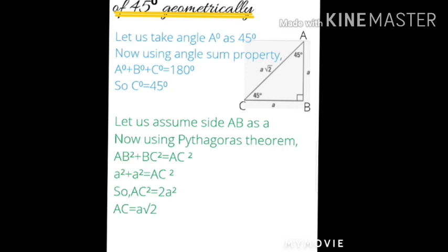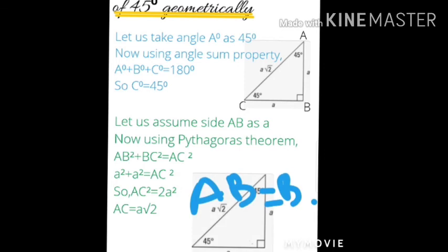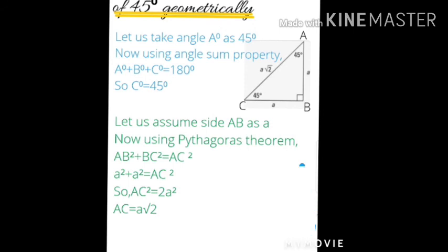Let us assume either AB or AC as A centimeters. Then the other side, rather than the hypotenuse, also will be A centimeters, as it's an isosceles right angle triangle. So now we got AB is equal to A centimeters because it's a right angle isosceles triangle.